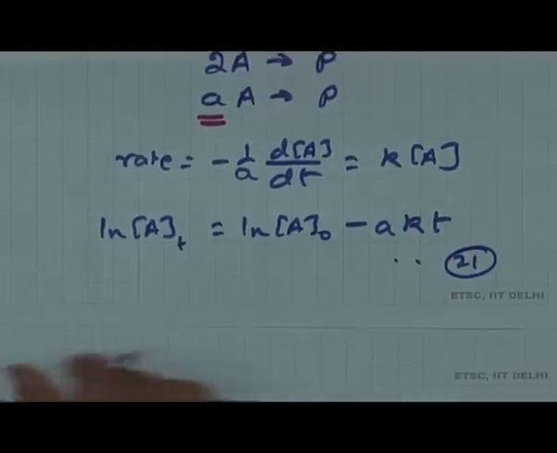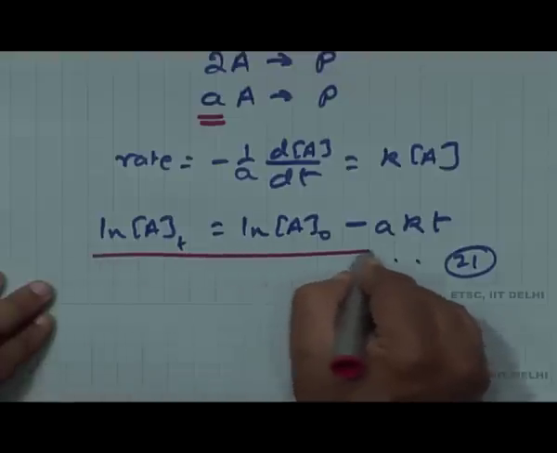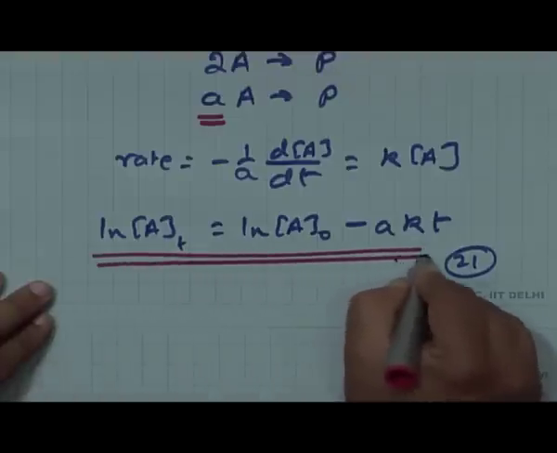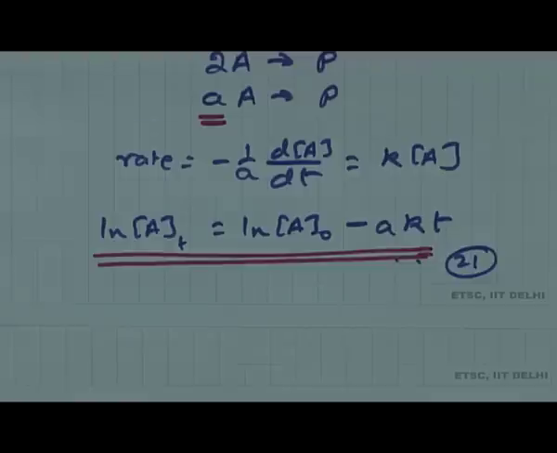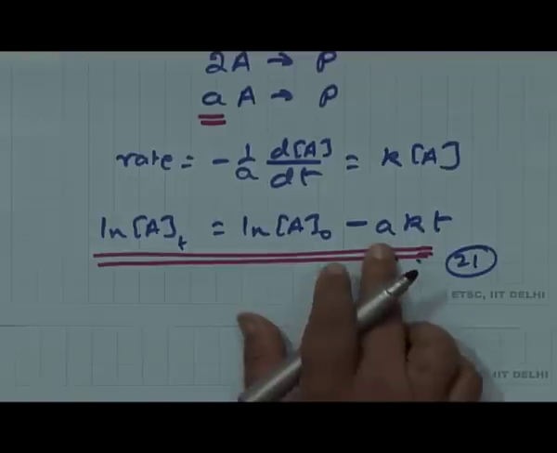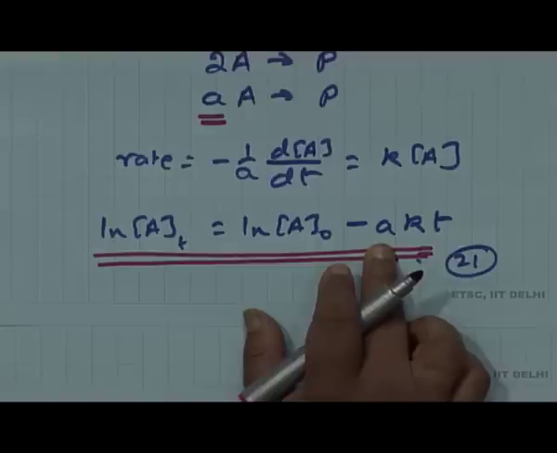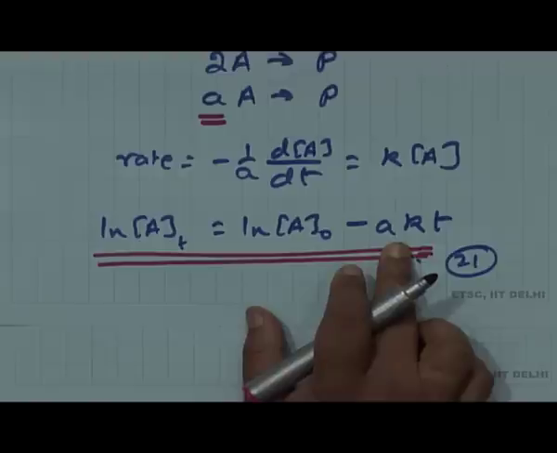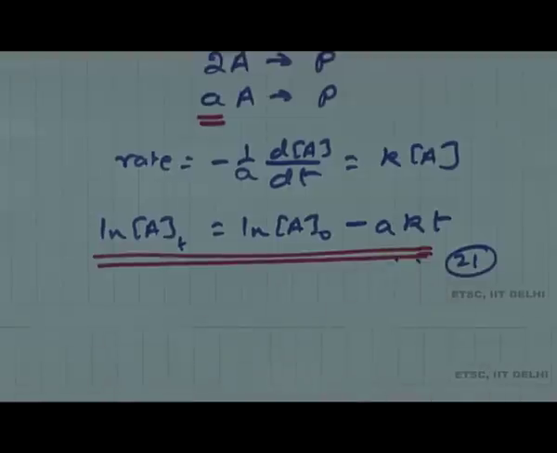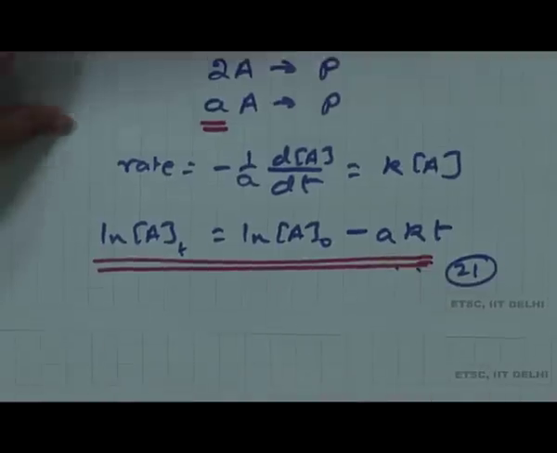This is extremely important, and I would give this equation number 21. Here is an extremely general form of your integrated rate equation in the linear form for a reaction following first order kinetics, where a is the stoichiometric coefficient in front of the reactant. If a is equal to 1, it falls back to equation 11. If a is not equal to 1, then just use this.